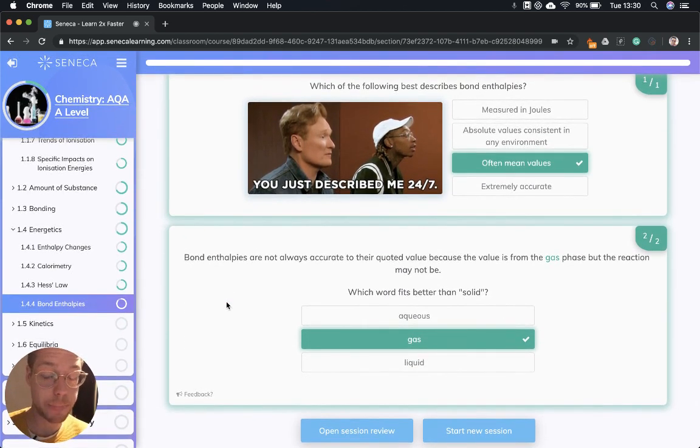Bond enthalpies are mean because they're average, but mean also because they're inaccurate. Ooh, who doesn't love a nice double entendre?